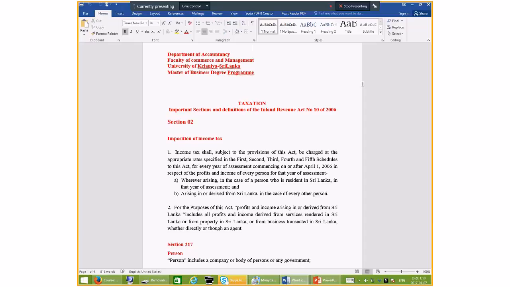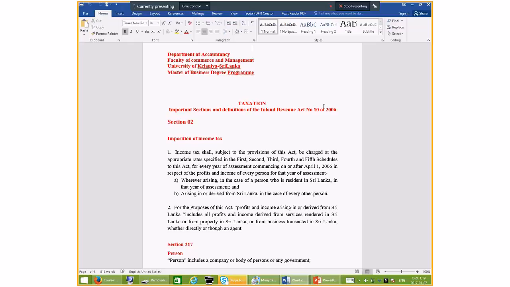Right. Today we discuss more on corporate taxation. We have to learn some important sections of the Inland Revenue Act. Learning those sections and definitions is important for us to understand and interpret the tax statutes, and also any tax statute like the Value Added Tax, ESC, or the Nation Building Tax Act.